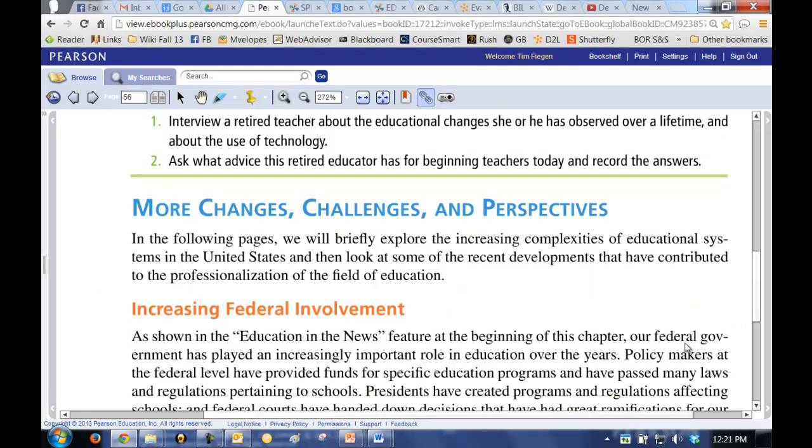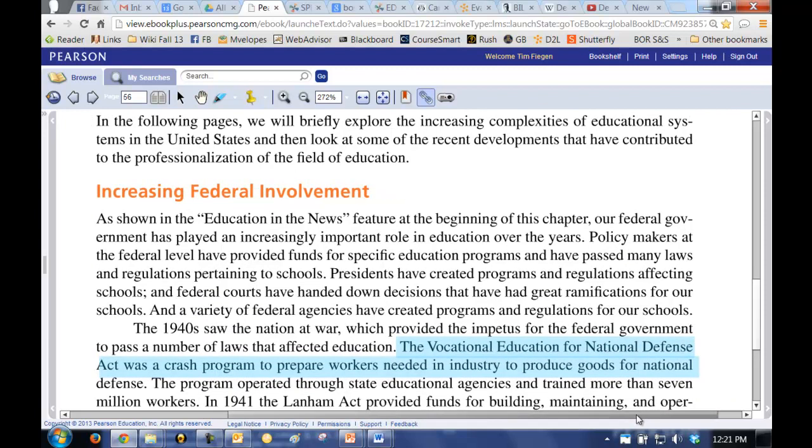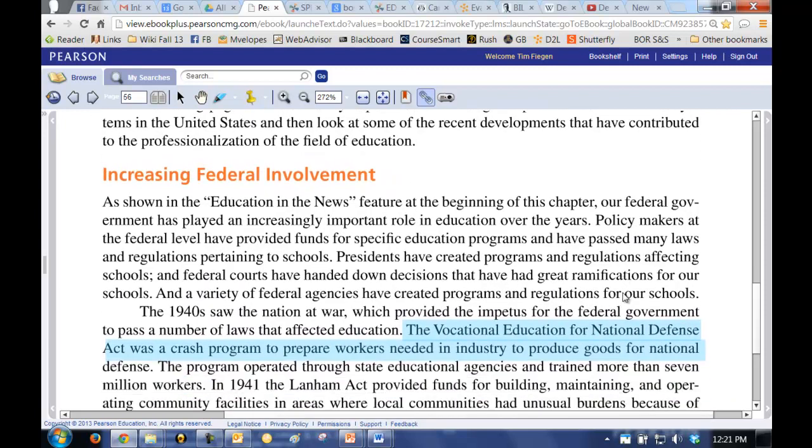And let's move on. More changes, challenges, and perspectives. First of all, and this is really interesting, this is the one I want to push on a little bit. You can disagree, and that's great. But the increasing involvement of the federal government, allow me to read, as shown in the Education in the News feature at the beginning of this chapter. Our federal government has played an increasingly important role in education over the years. My attitude about that is there's absolutely no provision whatsoever in the Constitution about education. Education was to be exclusively for the states, hence the term United States.